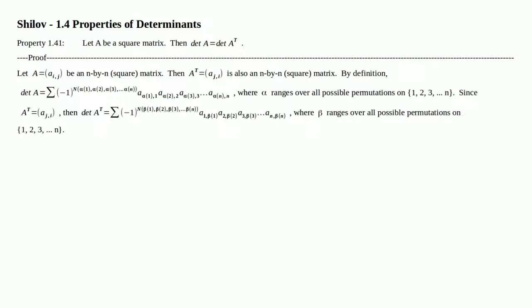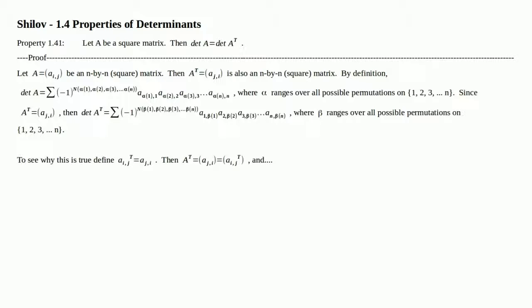Since A transpose is the matrix whose entries are A sub ji instead of ij, right? We've just switched rows and columns. Then the determinant of A transpose is equal to that nasty mess of a sum, which is a determinant. Okay, and I've changed the permutation. I'm not using alpha, I'm using beta to differentiate it from the permutation I used in the determinant of A. So beta ranges over all possible permutations on the set 1 through n. And also note that permutation beta is occupying a different subscript than the permutation alpha was, and there is an explanation forthcoming here.